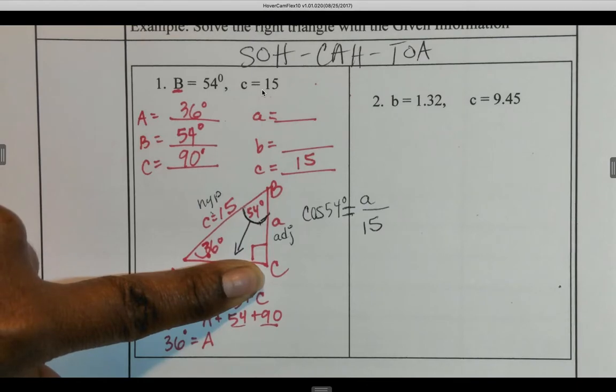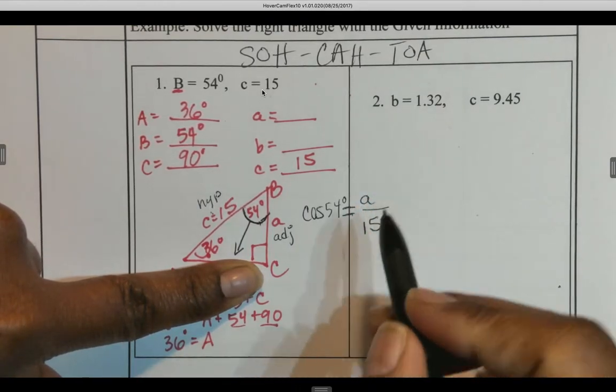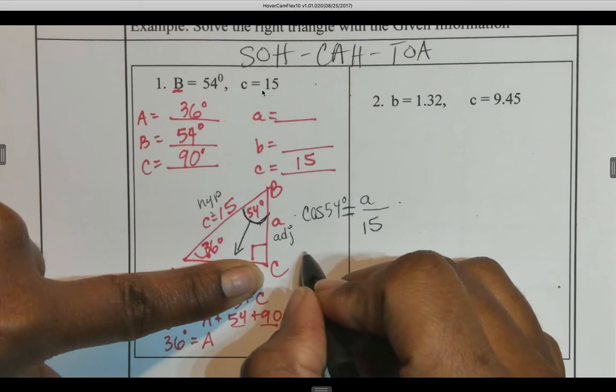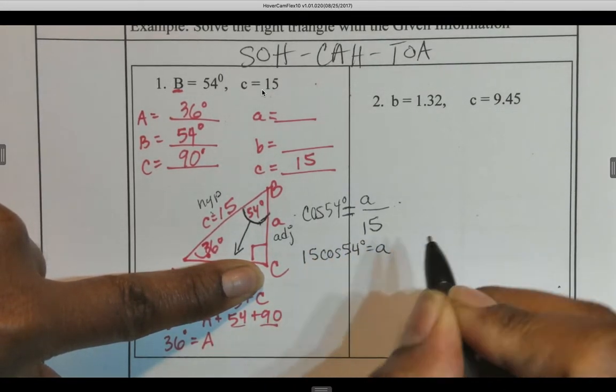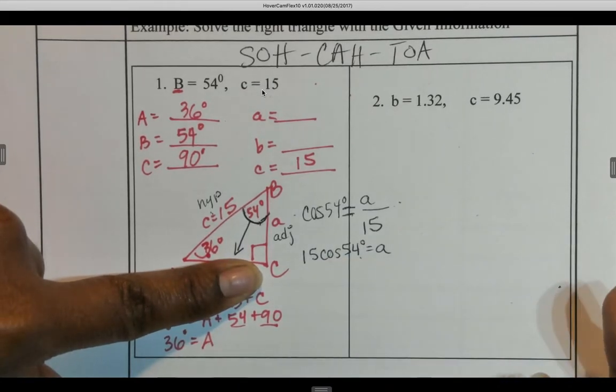All right, so now I have an equation. I can find A because it's the only thing missing. By multiplying both sides by 15, I get 15 cos of 54 equals A. I plug this into my calculator. I know what angle A is.